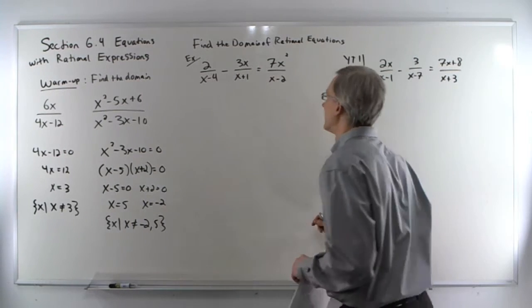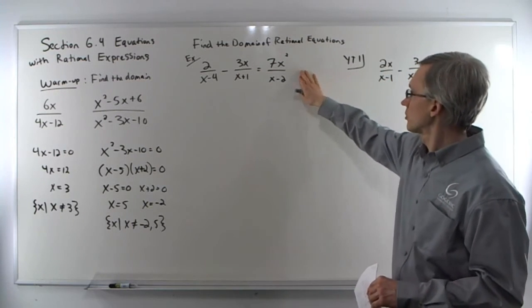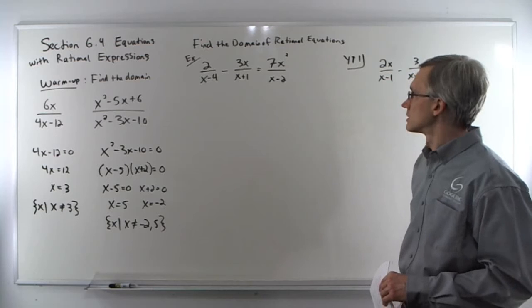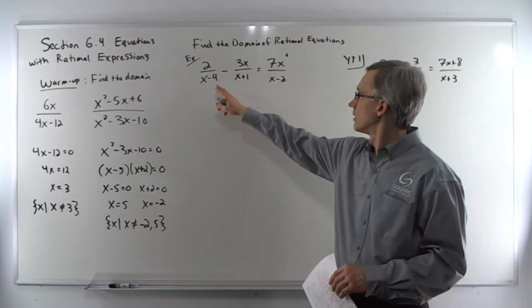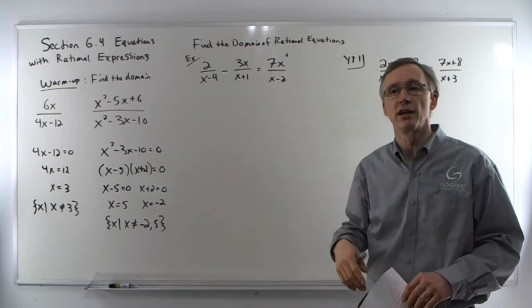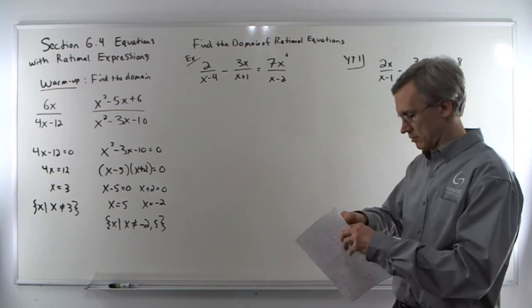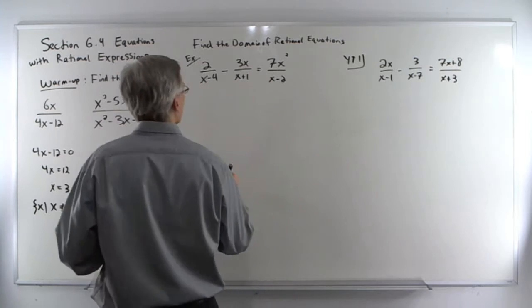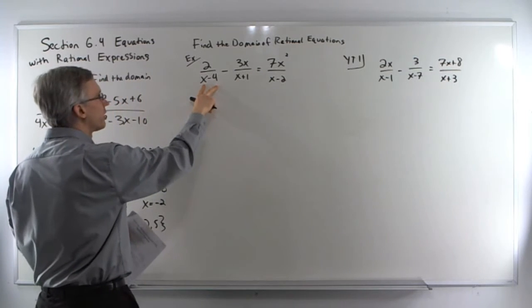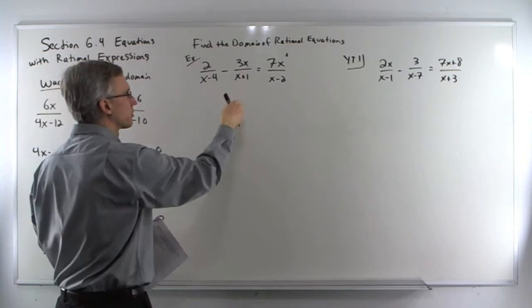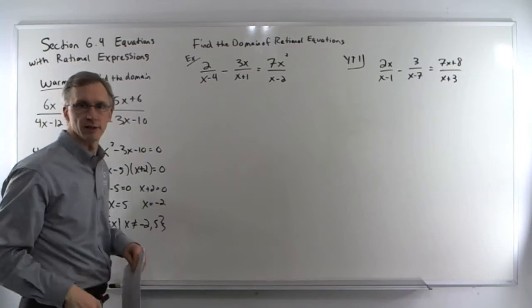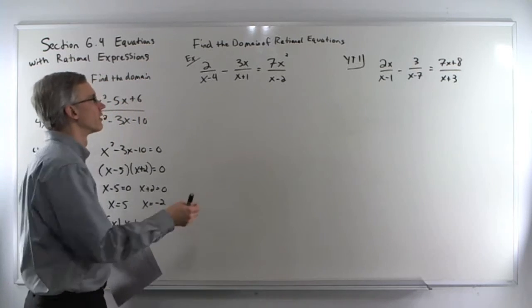Now we're going to determine the domain of rational equations. And so what we need to do here is find the domain of each of these rational expressions individually, and then find the intersection. So for this one, you don't need to go through and actually solve little equations like this. I assume you know how to do that by now.